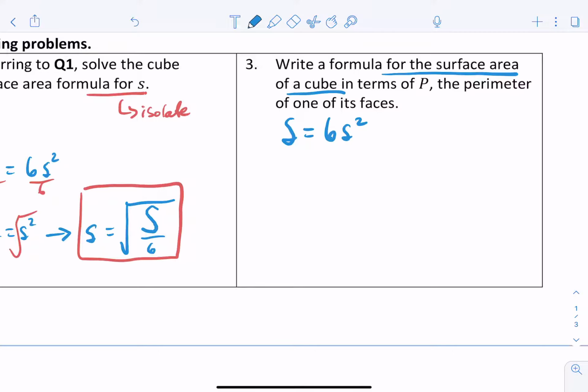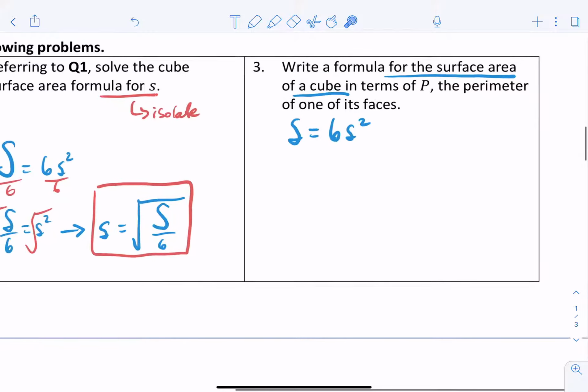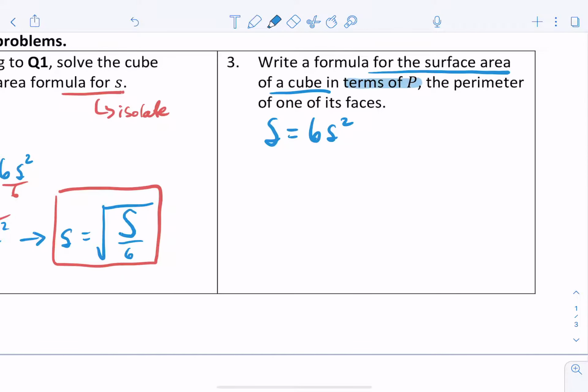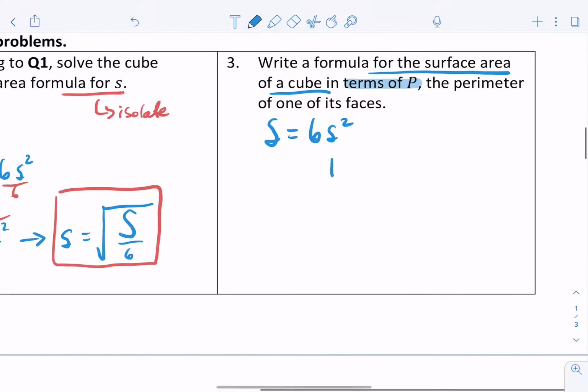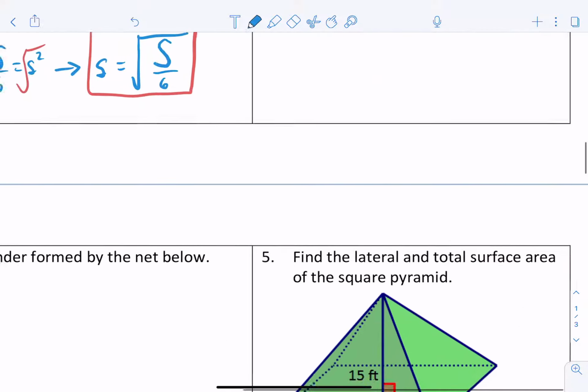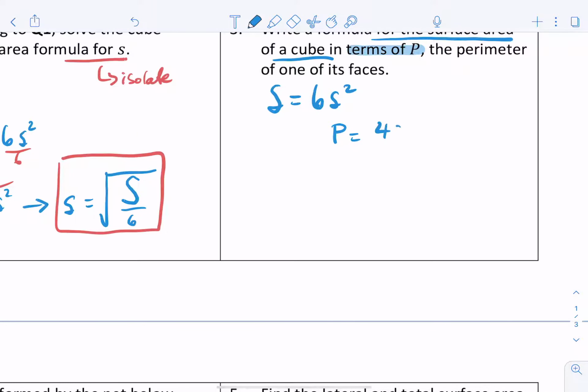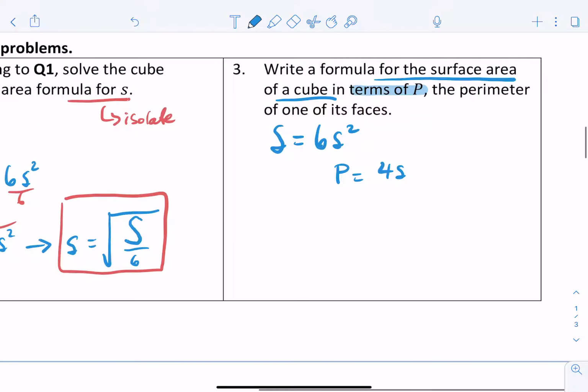Now, right now, the formula is in terms of s. I need to know what the little side length is, plug it in, and I can find the surface area. This is asking us to put it now in terms of p. So instead of there being an s there, we need a p in there. And we know that the perimeter of a square is supposed to be 4 times s. Now what we've just developed here is a system of equations. I'm going to use a substitution to replace the s that's in here with an equivalent expression containing a p.